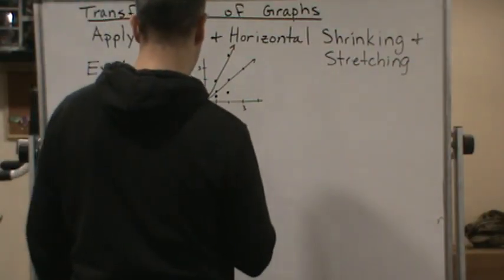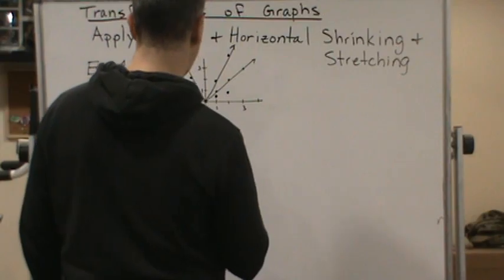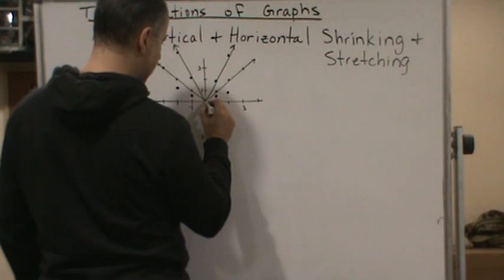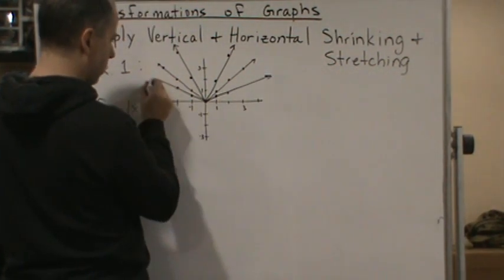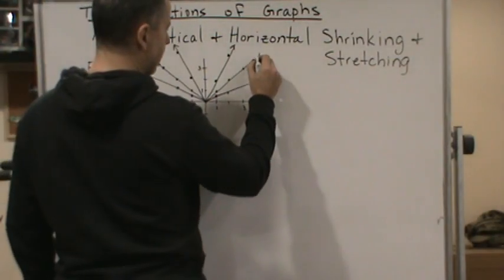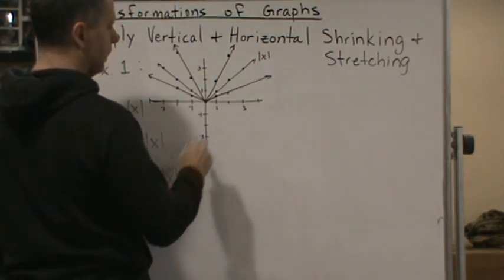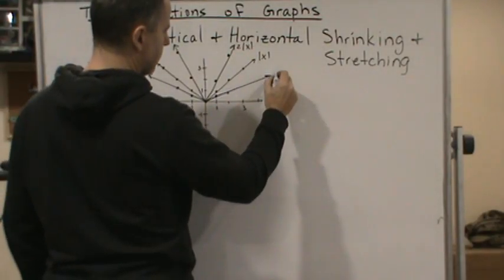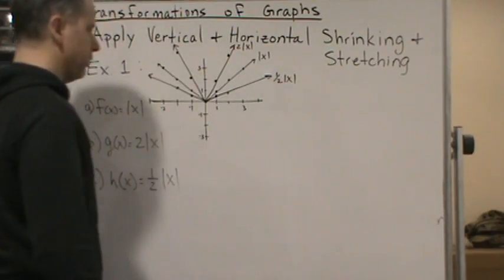Just want to make sure I did this right. Yeah, that's right. Okay, so now what happens here? This is going to go off like that and like that. So here is the absolute value of x. This one is the absolute value of x. This one is 2 times the absolute value of x. And this graph represents 1/2 the absolute value of x.